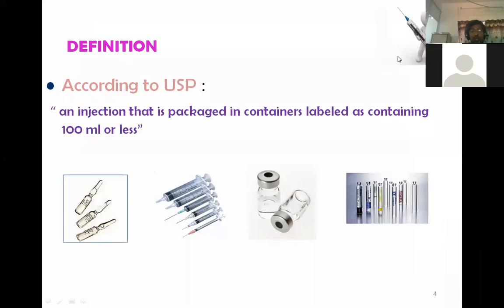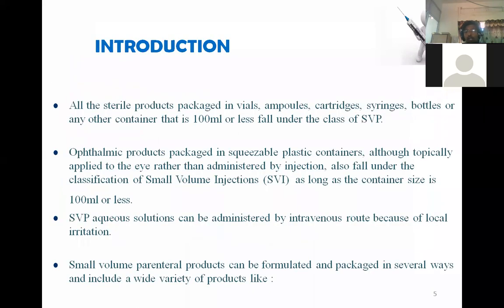Okay, students. So we have seen the definitions of small volume and large volume parenterals. Any formulation which is 100 ml and below falls under small volume parenterals. It may be ampules, syringes, vials, cartridges, and so on. Above that, they are large volume parenterals.